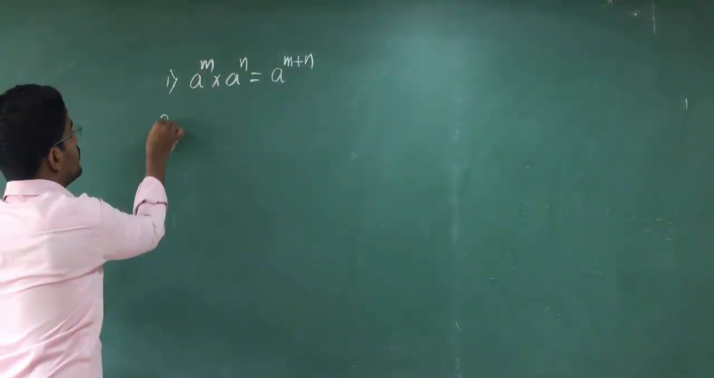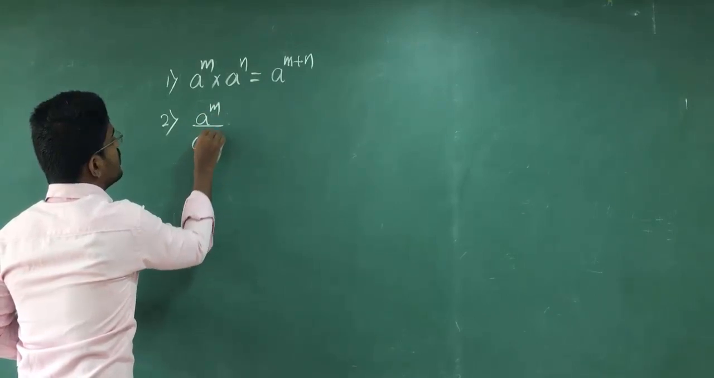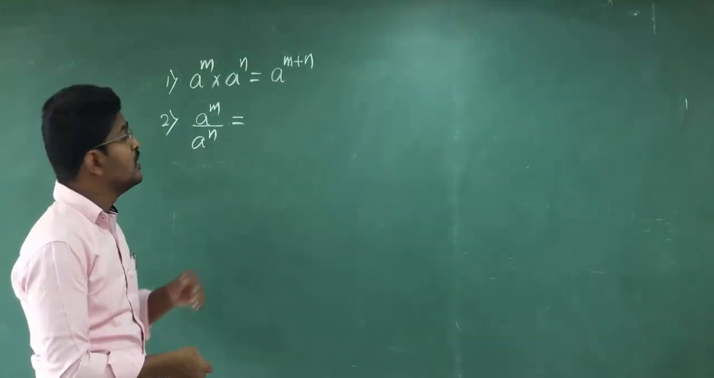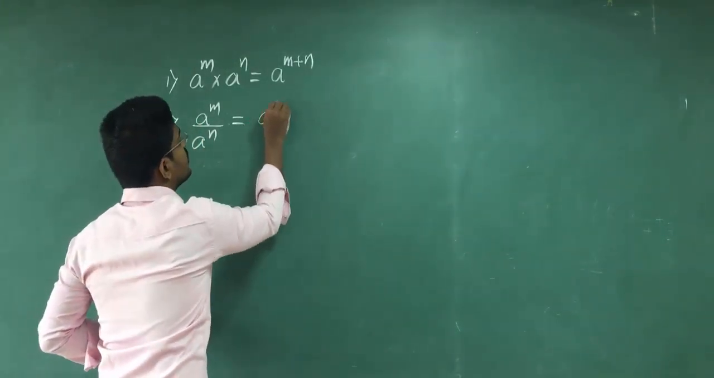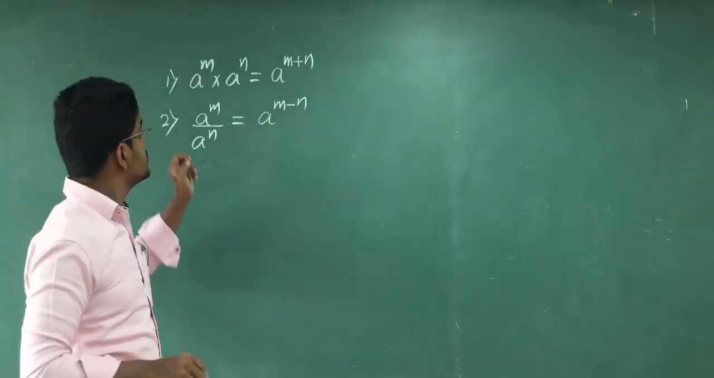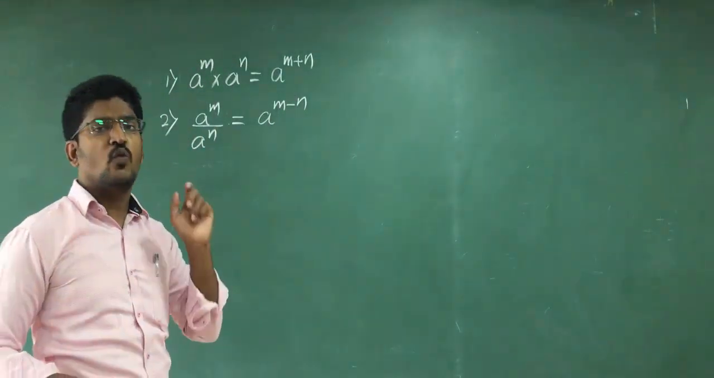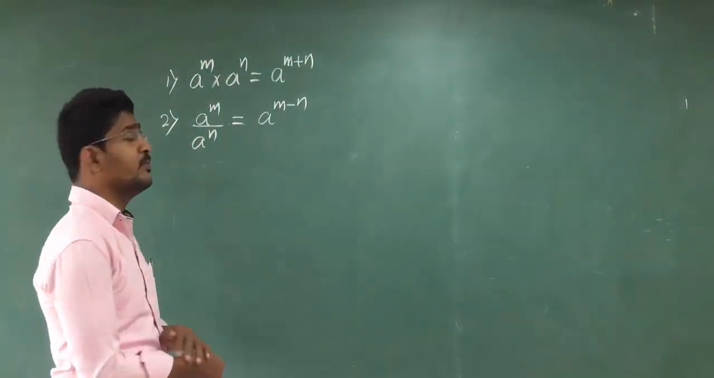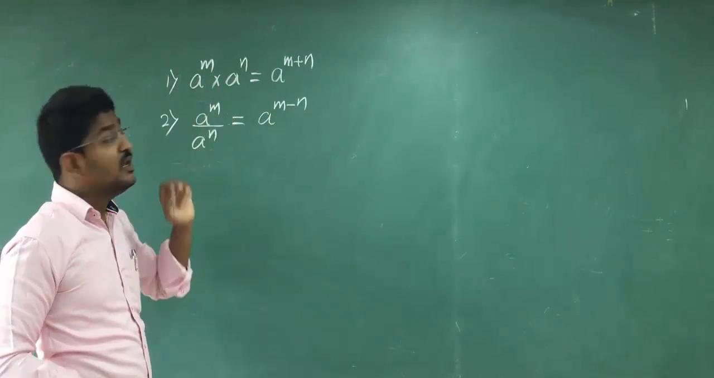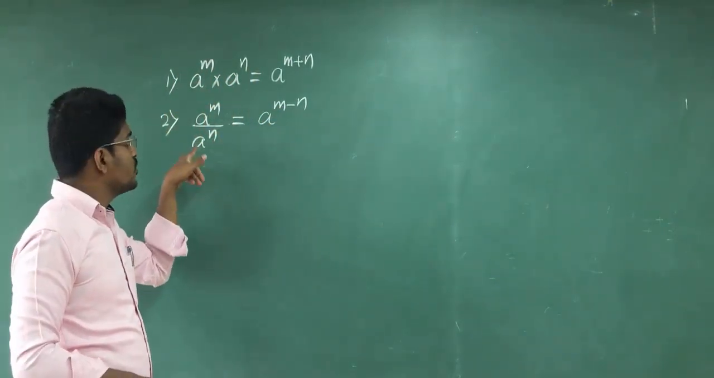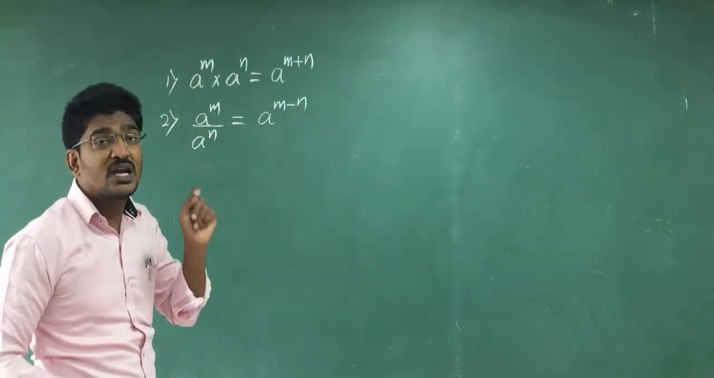Clear? Second one, if a to the power of m divided by a to the power of n, are you getting my point? Again, if the base terms are same, then I can write it as a to the power of m minus n. These all proofs I have done in the previous class, and I have done some of the problems also. You can watch those on my YouTube channel, no problem. Clear? So a to the power of m into a to the power of n is equal to a to the power of m plus n. A to the power of m divided by a to the power of n is going to be equal to a to the power of m minus n.